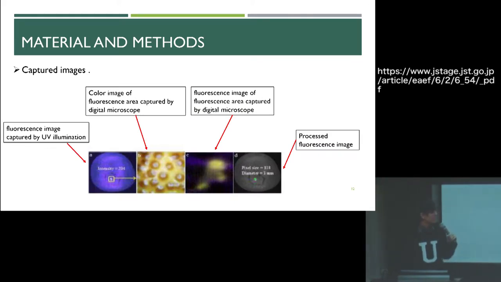There is an example of the images we captured. Figure A is the fluorescence image captured under UV illumination. Figures B and C are the color and fluorescence images captured by the microscope, and you can clearly see the defect in the microscope image. Figure D is the processed image, so it can give some defect information.